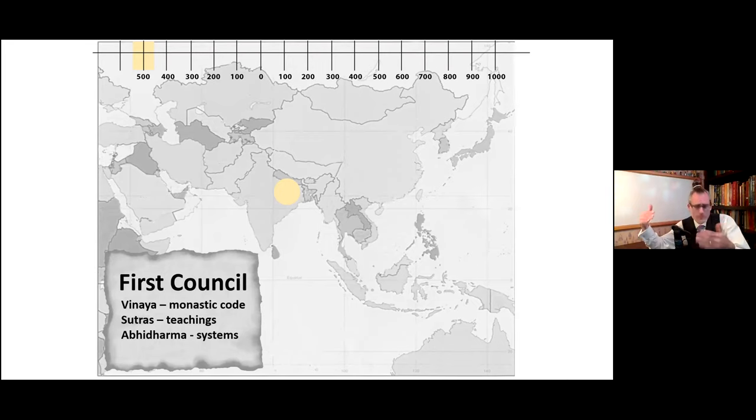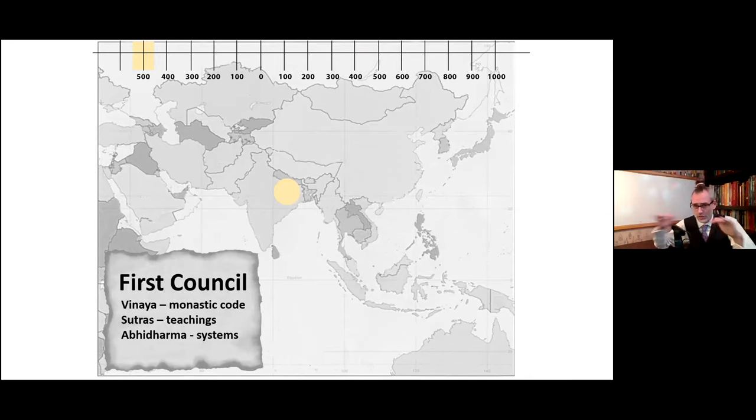What are the teachings? That was decided at the first council. And then also this idea of these systems or abhidharma, kind of more technical teachings. And it actually has a lot to do with systems. Systems for teaching, systems for understanding, lists, things like that. Abhidharma and how we systematize the teachings, that's going to come up a lot too.